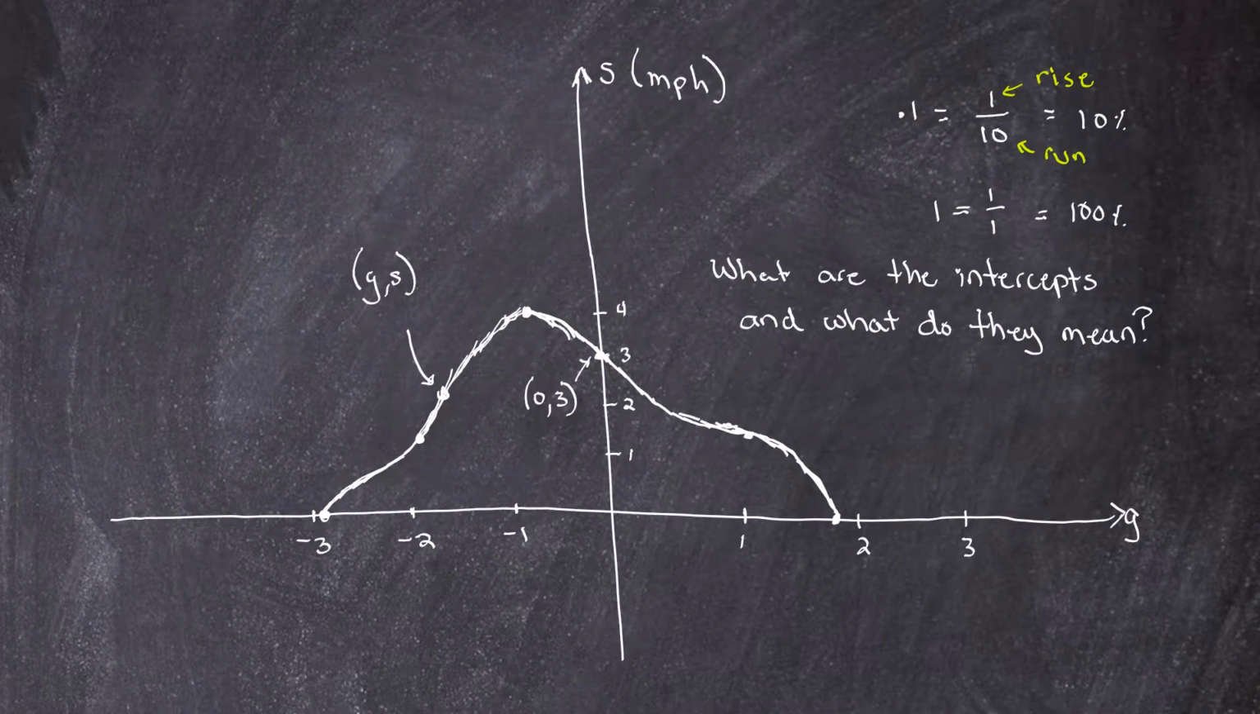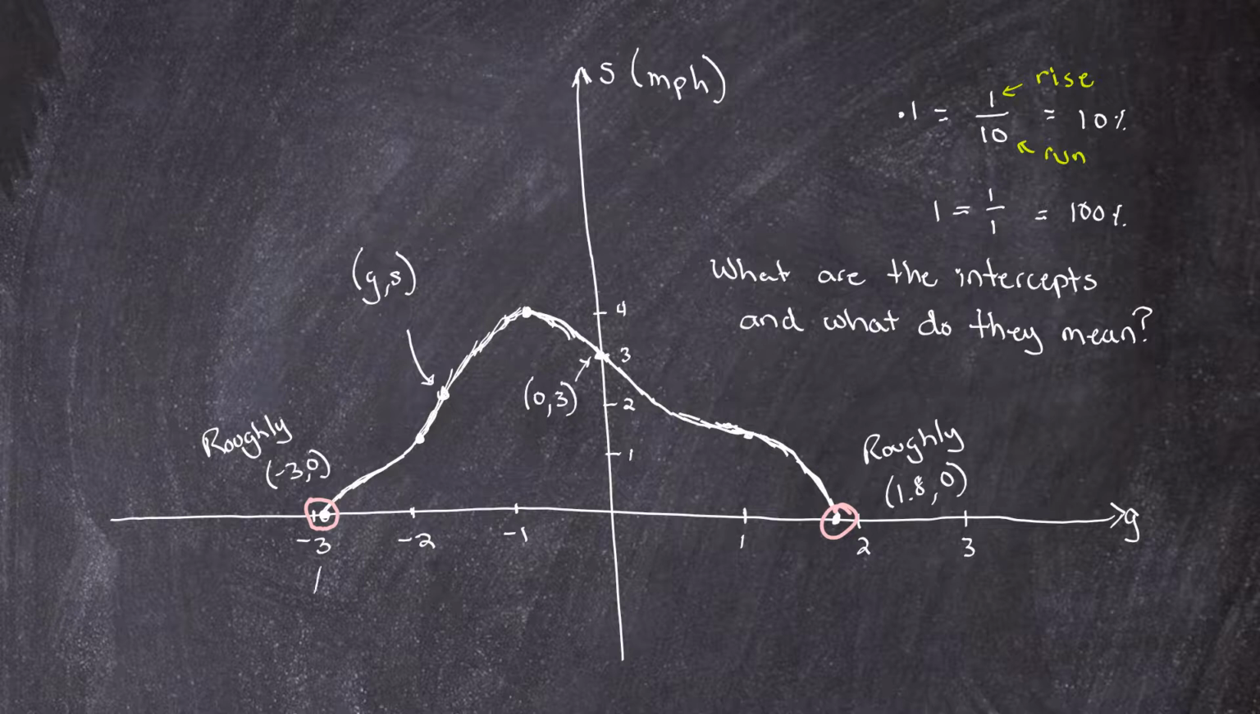Moving on to the horizontal intercepts, we can see that the leftmost is roughly (-3, 0), and the rightmost is again roughly (1.8, 0). Recall that those first coordinates in each ordered pair represent the grade of the trail. As a percent, the leftmost again is roughly a -300% grade, and the rightmost is a 180% grade. Both of these are incredibly steep, but what do they mean?